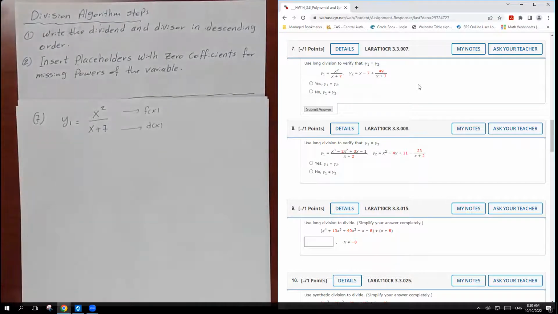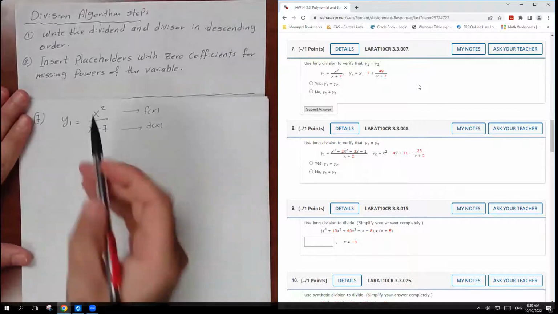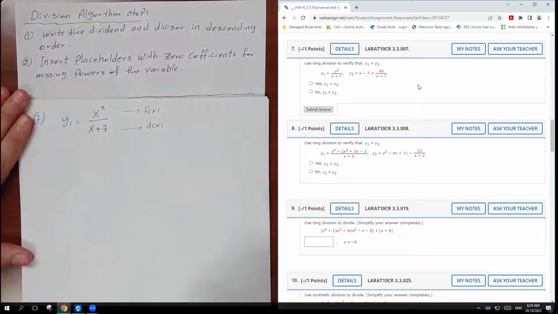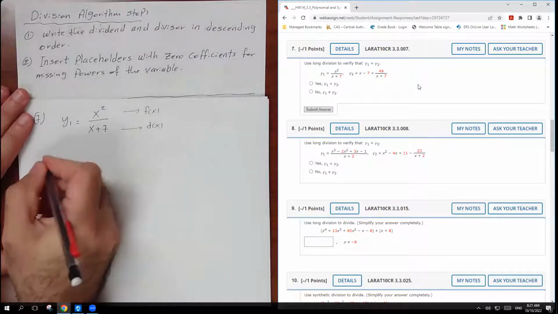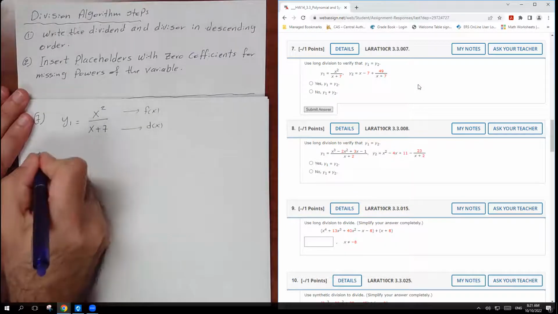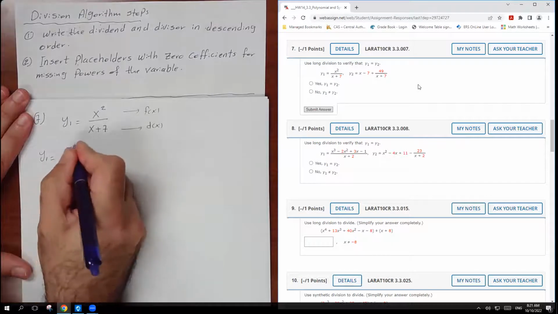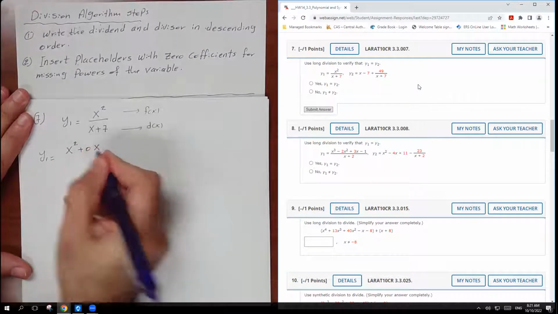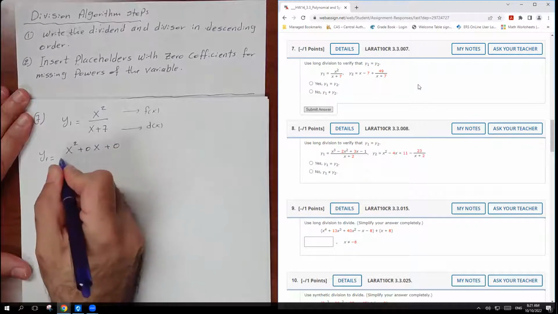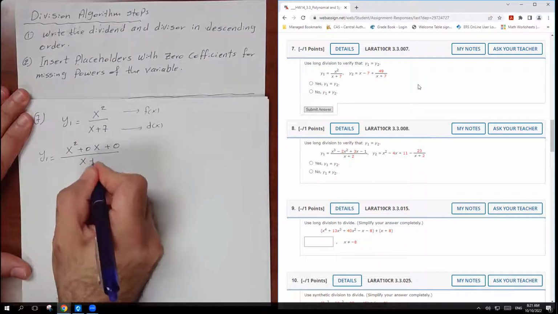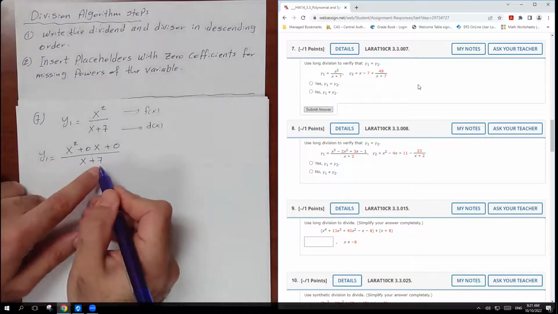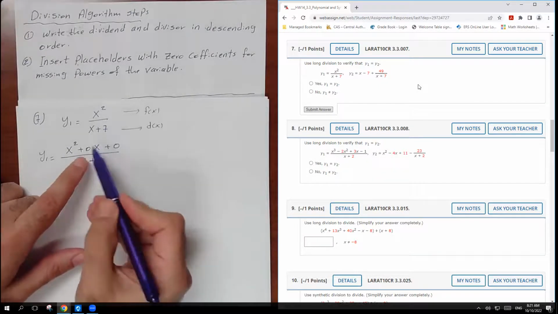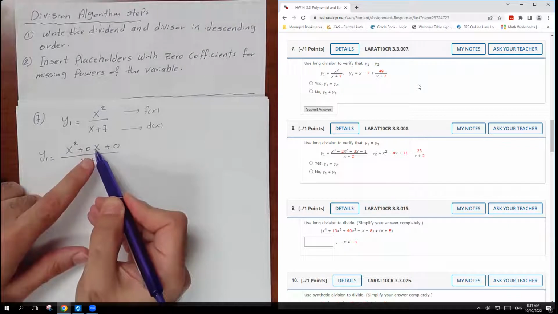And that's what we're doing, f of x divided by d of x. Now I'm going to look at f of x. I'm going to use the division, but before that, what's missing here is the x and the constant. So I'm going to say y1 is equal to x squared plus 0x plus the constant 0, and everything is divided by x plus 7. There is no missing term here because here's the highest exponent and the constant. So every time you see a missing variable, just put 0 times the variable plus 0.